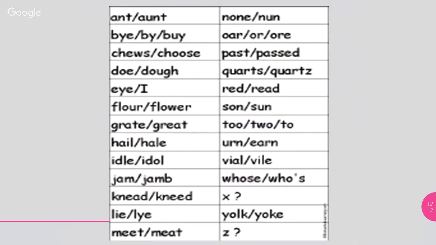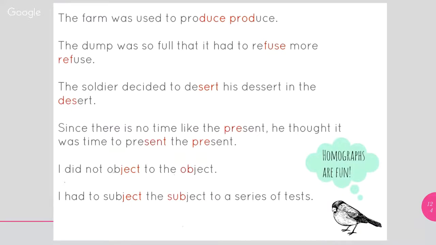So again, there are some more such words here. The word is used to produce. Produce, verb. Produce, noun: our vegetables and fruits, or produce. The dump was so full that it had to refuse more refuse. Refuse means to say no. Refuse also means trash, garbage.